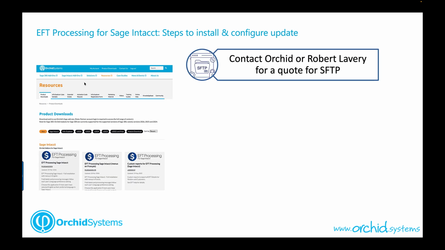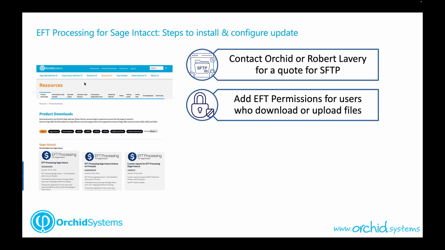If you want to use the SFTP functionality, you need to subscribe to ORCID's SFTP service, contact ORCID or Robert Lavery for a quote. When you first install the update, no users will have permission to download or upload a file, so you need to go and add EFT permissions to all the required users.